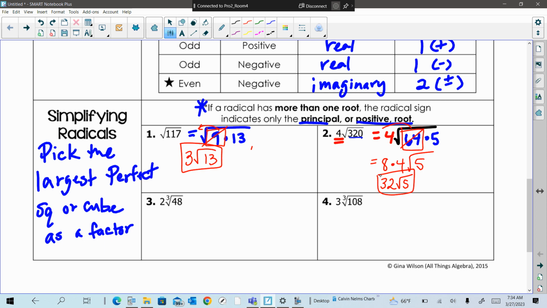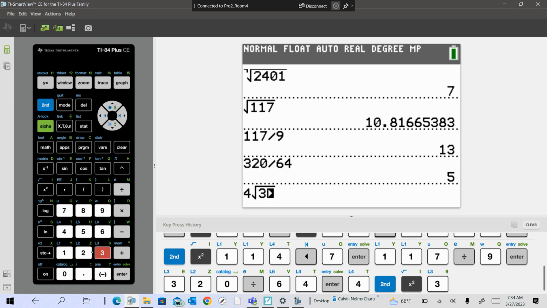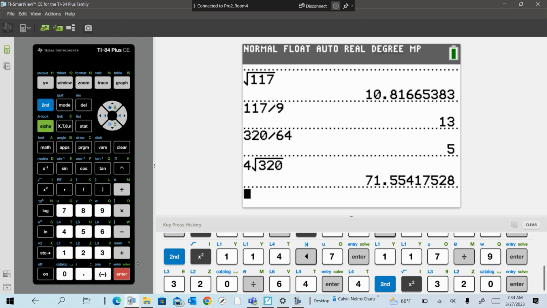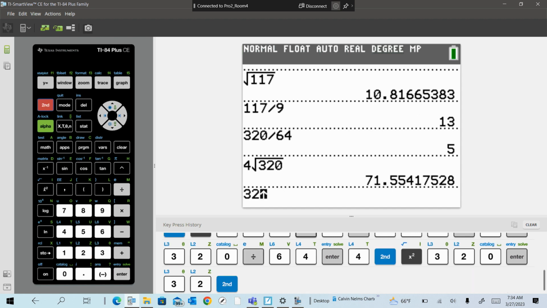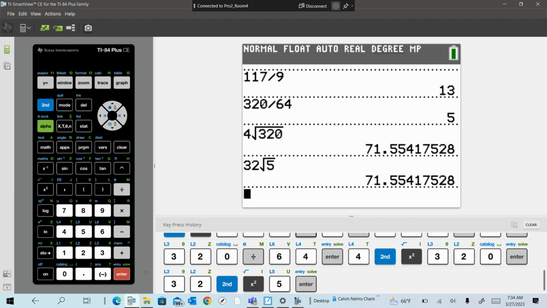And then the way you can check if you simplified all the way correctly: if I put 4 root 320, I get this decimal, 71.55417. If I put 32 root 5, I get the same decimal. So you should get the same approximate answer. Does that make sense how to check?